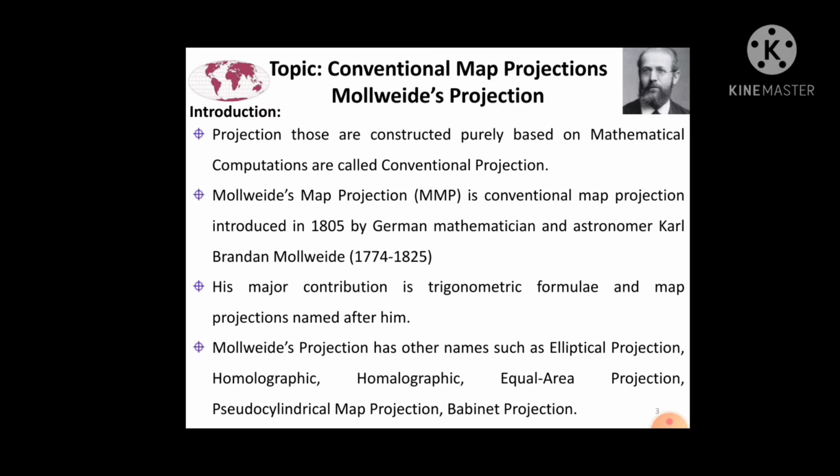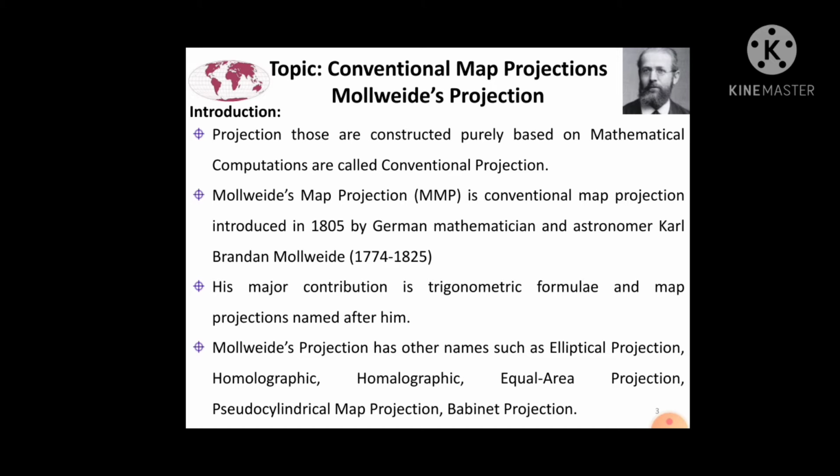So let me start with the introduction. The Mollweide projection is a conventional projection. What exactly is a conventional projection? It's very simple. A projection constructed and developed based on mathematical computations is called a conventional map projection. The Mollweide projection is one of the conventional map projections, very famous among cartographers, and even the International Association of Cartography adopts this projection to show the entire globe or world map, and that is why it is very famous among geographers also.